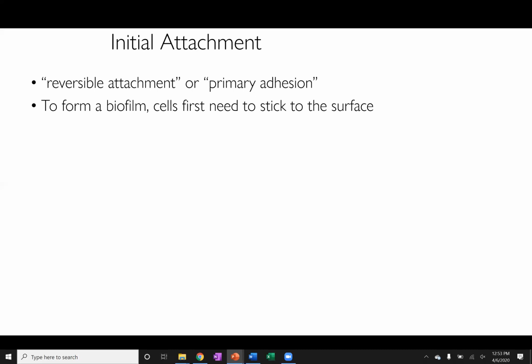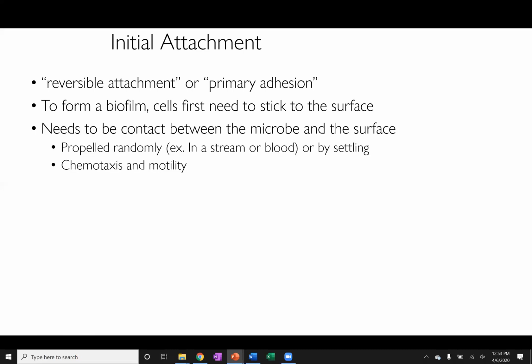For cells to form a biofilm, they need to first physically stick to a surface, and there needs to be contact between the microbe and the surface. This can happen randomly. You can think of the water of a stream propelling a bacteria to touch a rock, or your bloodstream propelling a bacteria to touch, say, the artery of your heart, or a bacteria settling out of a liquid. It can also be promoted by chemotaxis, or motility of the bacteria towards the surface.